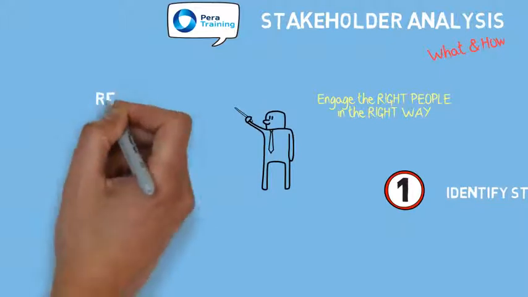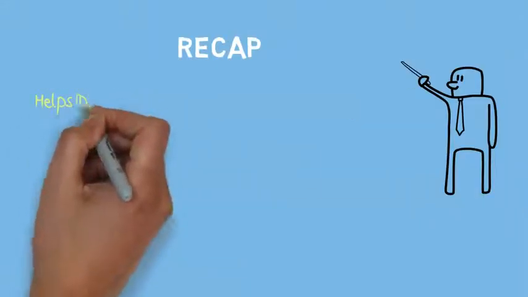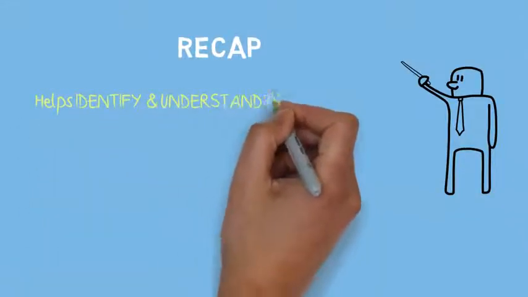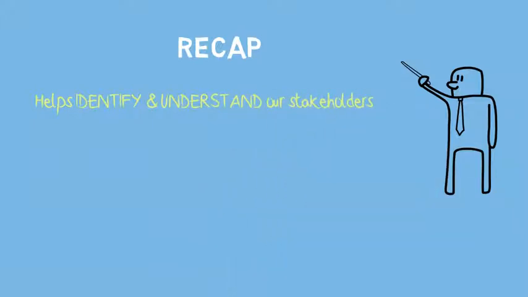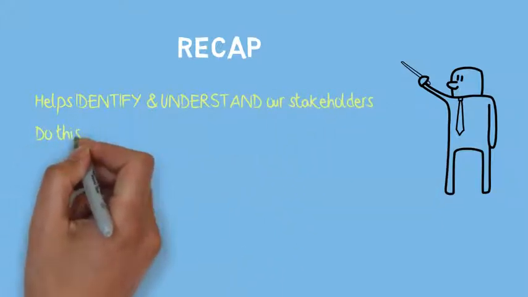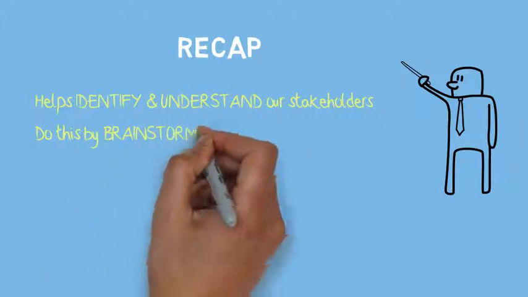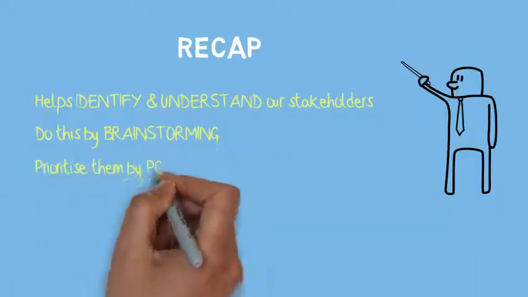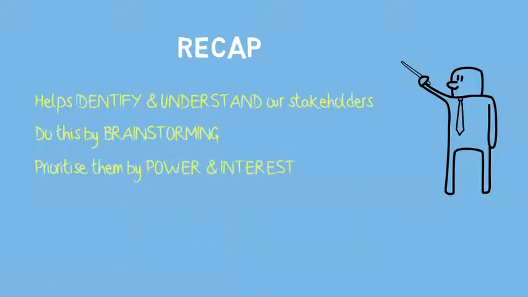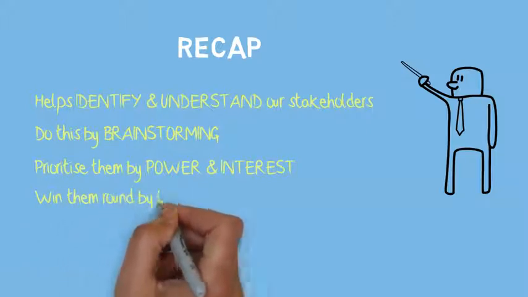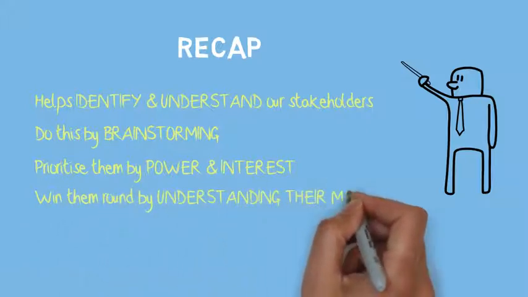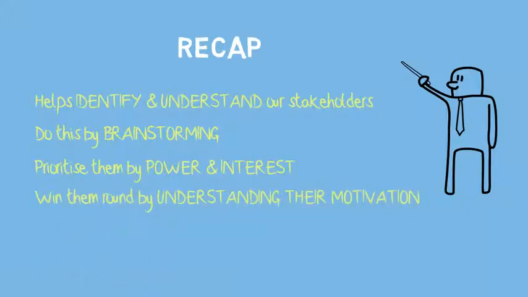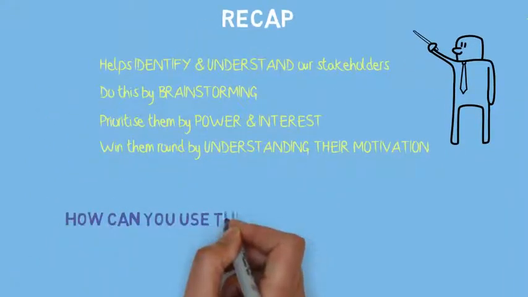To recap then, stakeholder analysis enables us to identify and understand the most important stakeholders in our projects. We do this by brainstorming to make a list of who our stakeholders are. We then prioritise them by power and interest and plot this on a grid. Finally, we establish how to win them round by understanding what motivates and influences them. How can you use these techniques in your world?